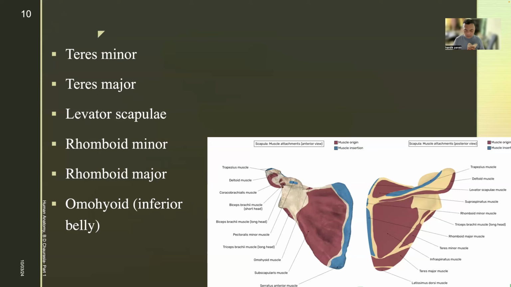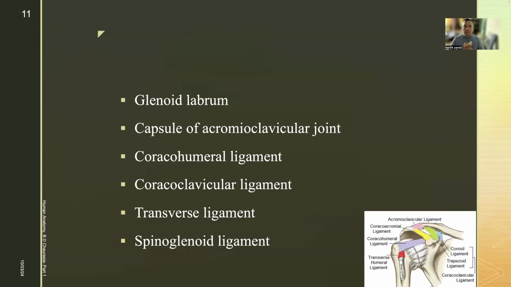Then even the inferior belly of the omohyoid muscle, which is arising from the upper border near the suprascapular notch. So you have suprascapular notch over here. Beside it, the inferior belly of the omohyoid muscle has its origin from there.